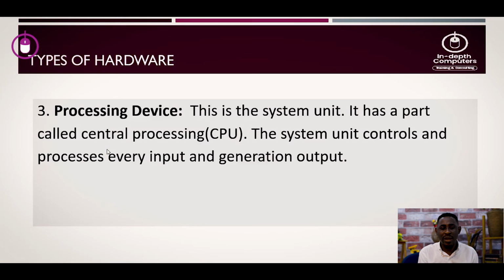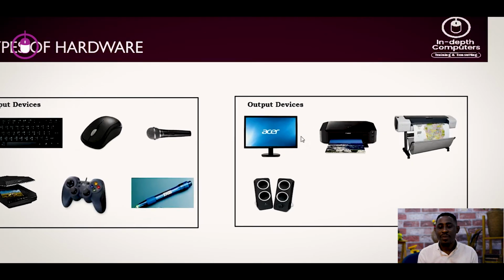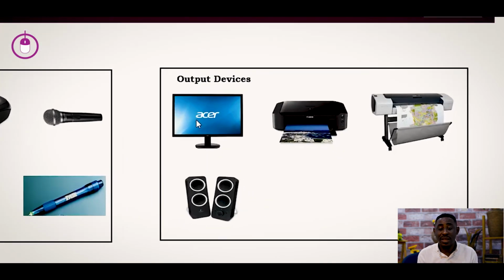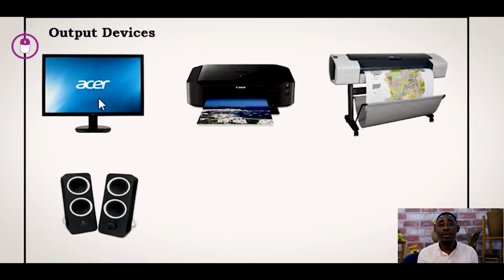And then another one I want to talk about is the output devices. These devices are used to bring out information from the computer system, either in hard copy form, sound, audio, visual, etc. Examples of these output devices include the monitor.